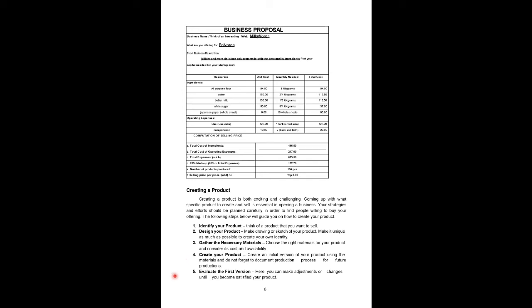Fifth, evaluate the first version. Here you can make adjustments or changes until you become satisfied in product. Now, if you are selling pulveron, yung meaning naman ng step 5 is you have to check first. Siyempre, kung pagkain ang ibibenta nyo, dapat tikman mo muna ito. Dapat malaman mo kung masarap ba ito, tama na ba ang mga ingredients, bago mo ito ibibenta. Siyempre, dapat ikaw na nagbibenta, alam mo yung quality ng iyong pagkain binibenta.